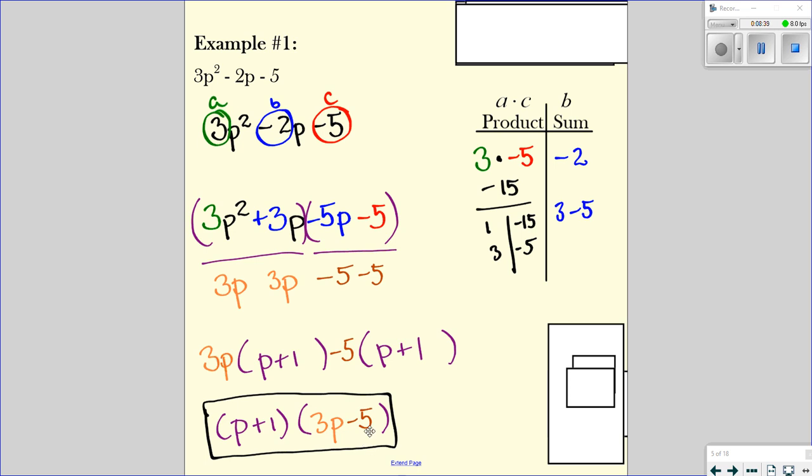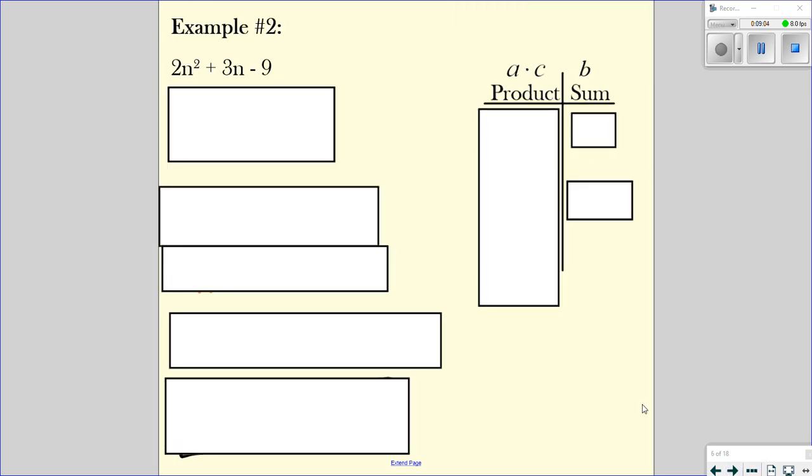And again, always self-check. If you're not sure that you got the right factors, there may be a mistake, you're not sure of the sign, always just multiply either by FOIL or box method, and see if you end up with what you began with. If you did, then you did the right thing. If not, then you got to check your sign, your math, or any other stuff. All right, let's go on to a second example.